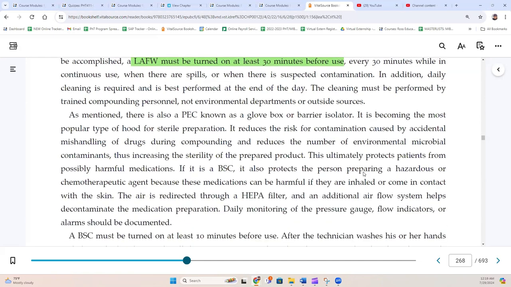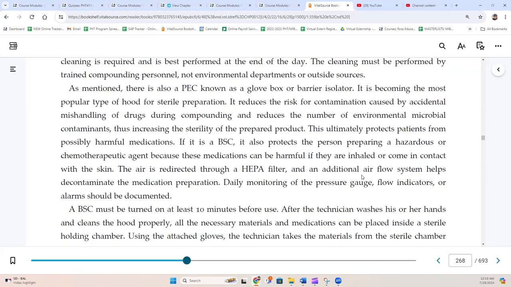As mentioned, there is also a PEC known as a glove box or barrier isolator. It is becoming the most popular type of hood for sterile preparation. It reduces the risk for contamination caused by accidental mishandling of drugs during compounding and reduces the number of environmental microbial contaminants, thus increasing the sterility of the prepared product. This ultimately protects patients from possibly harmful medications.